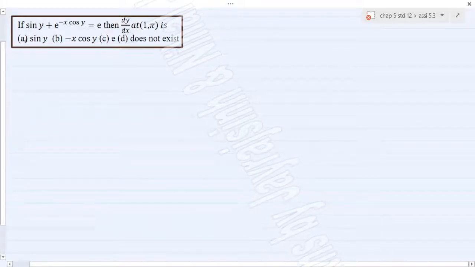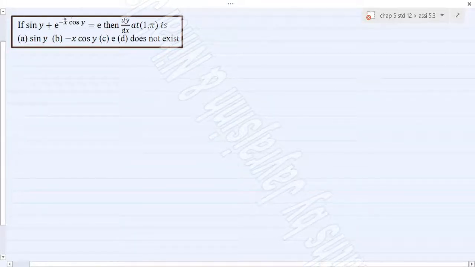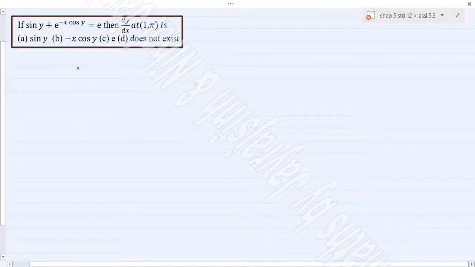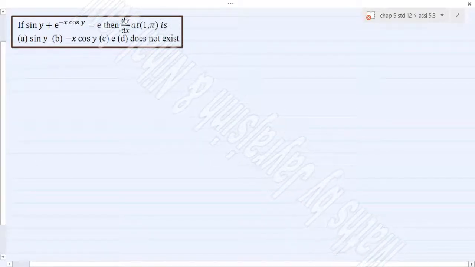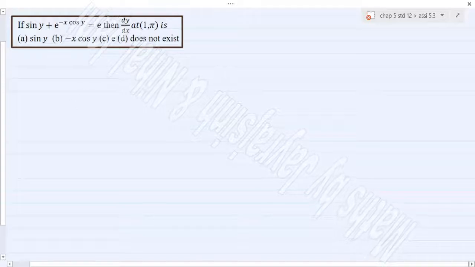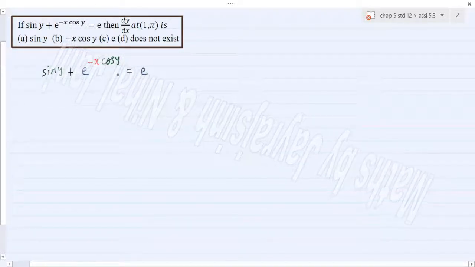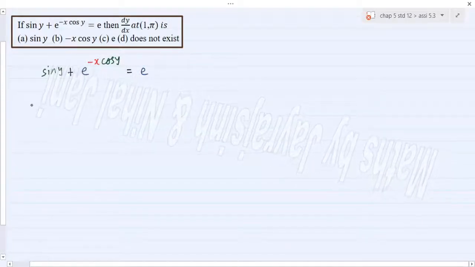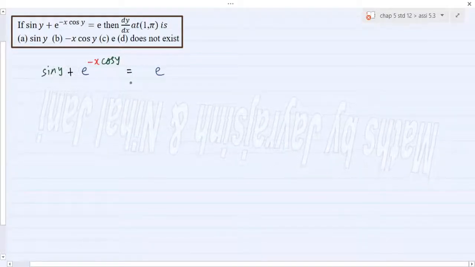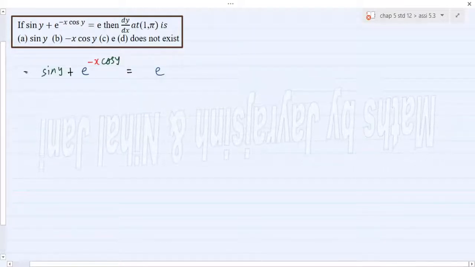In this question, we have sin y plus e raised to minus x cos y is equal to e. Then we have to find out dy by dx at the point (1, pi). So first of all, let's get our function, which is already in the simplest form. So let's directly differentiate on both the sides.